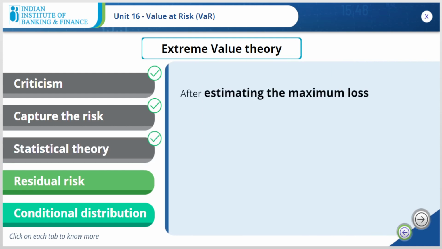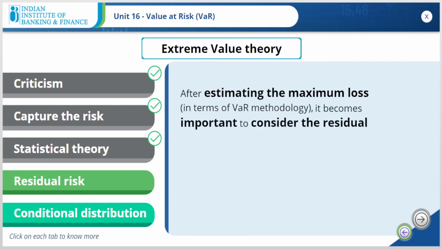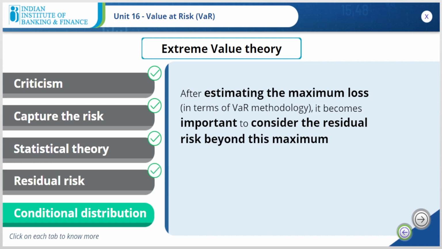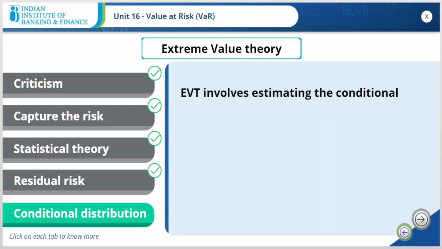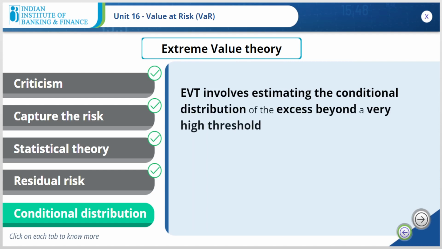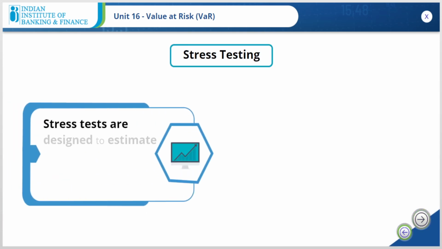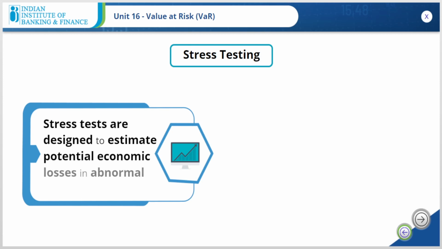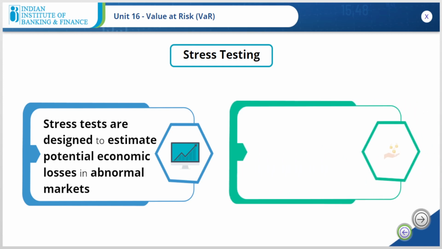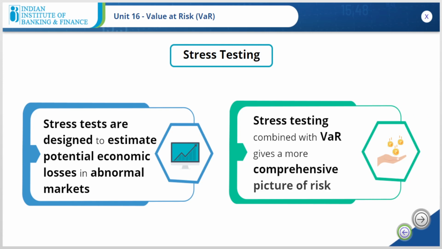After estimating the maximum loss in terms of VAR methodology, it becomes important to consider the residual risk beyond this maximum. EVT involves estimating the conditional distribution of the excess beyond a very high threshold. Stress tests are designed to estimate potential economic losses in abnormal markets. Stress testing combined with VAR gives a more comprehensive picture of risk.